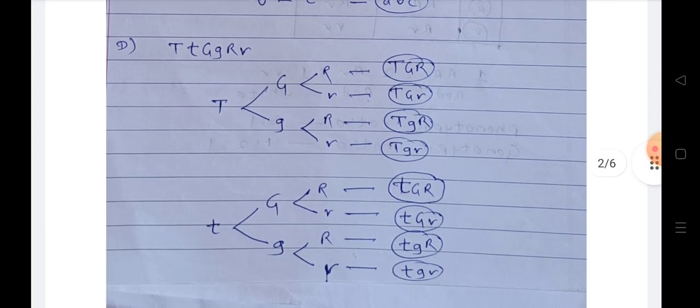In the last genotype, we can observe that 3 heterozygous gene pairs are there. So we can use the brackets: capital T, bracket capital G small g. Again the third gene pair is heterozygous, so for each allele we can use the bracket capital R small r, bracket capital R small r. So capital T produces 4, similarly small t produces 4. So 4 plus 4, 8 gametes are produced by a genotype with 3 heterozygous gene pairs.